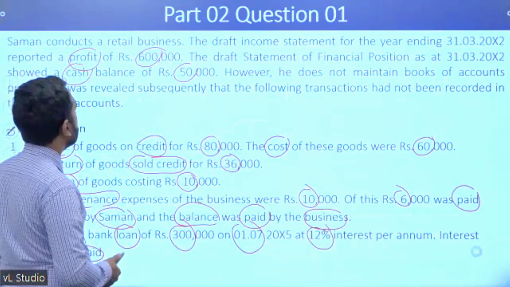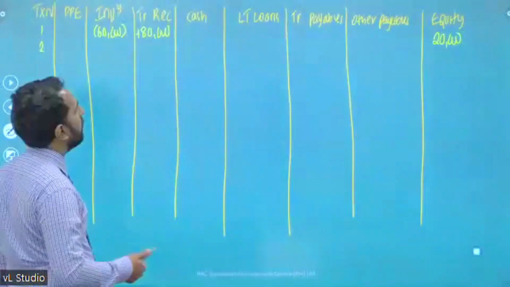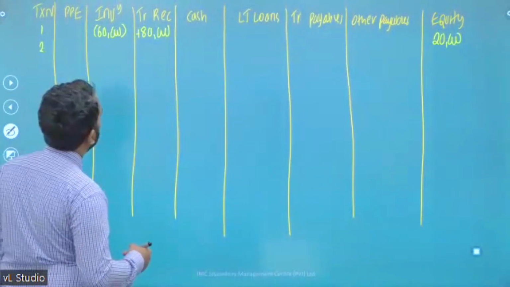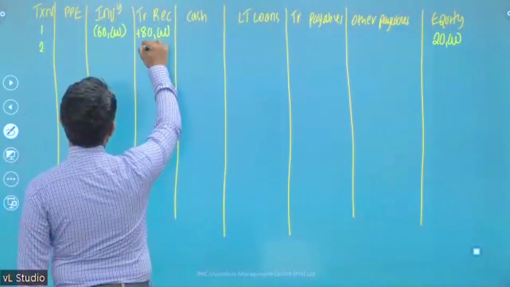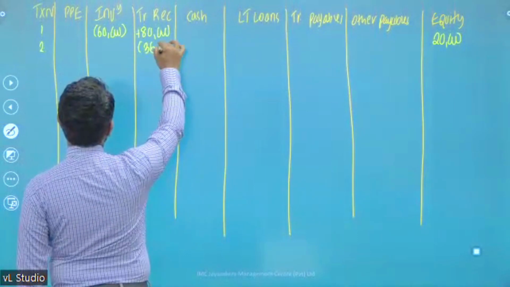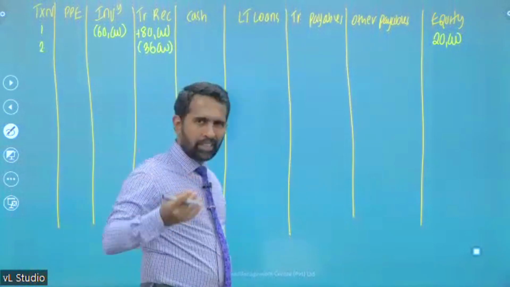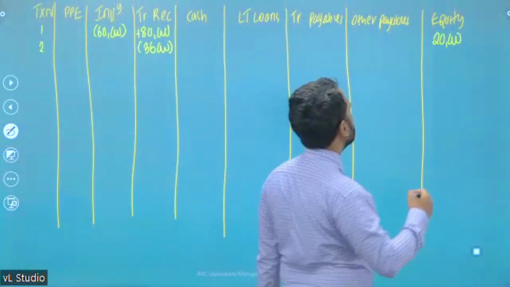We are going to record the sales return assuming the inventory is properly recorded. So because of the sales return, on one side the receivable will come down. The receivable is reduced by 36,000. And on the other side, because of the sales return, the profit will come down by 36,000.